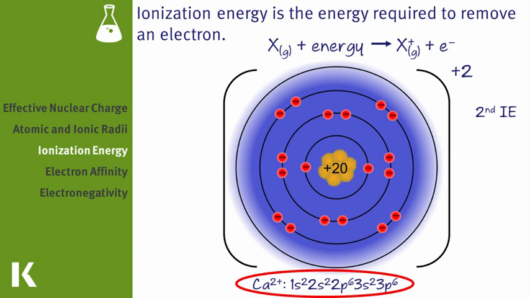This is a stable state that atoms like to be in, so the third ionization energy for calcium and other group 2a elements will be exceptionally high because more energy will be required to remove an electron from this stable state.